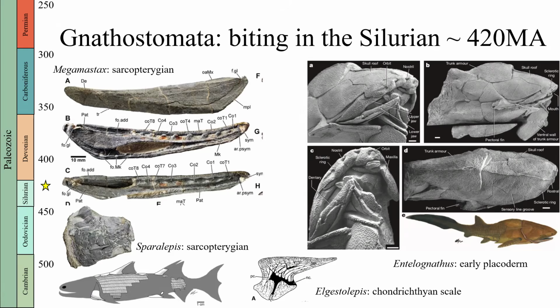Yeah, Char. So you mentioned that Megamastax was a lobe-finned fish, right? Yeah. And you said we only have the jaw. Yeah. So how do we know it's a lobe-finned fish if we don't have any of the fins?